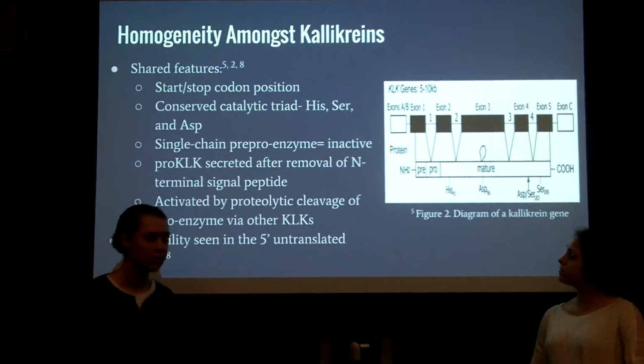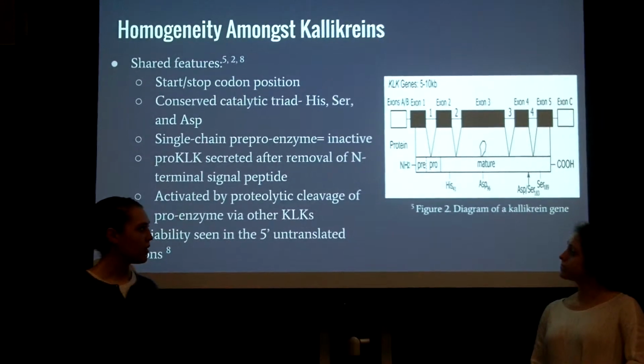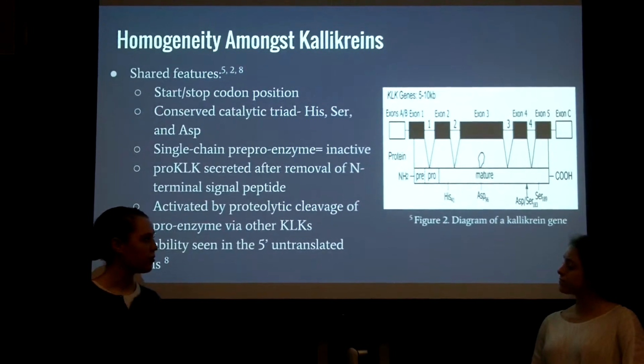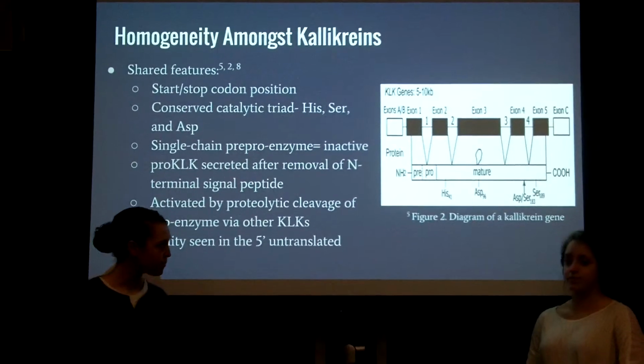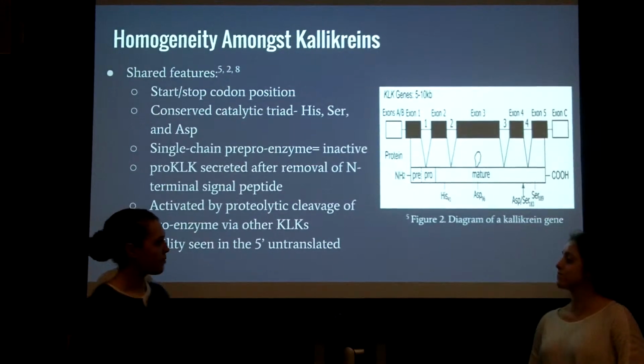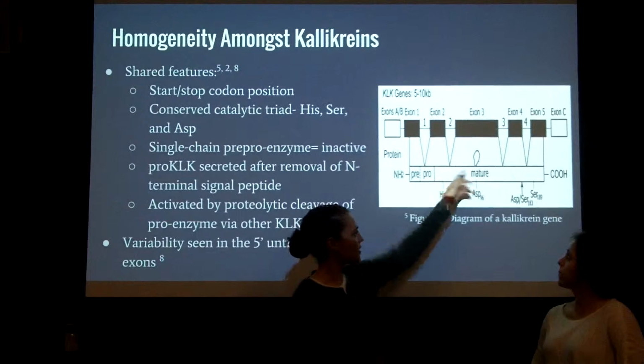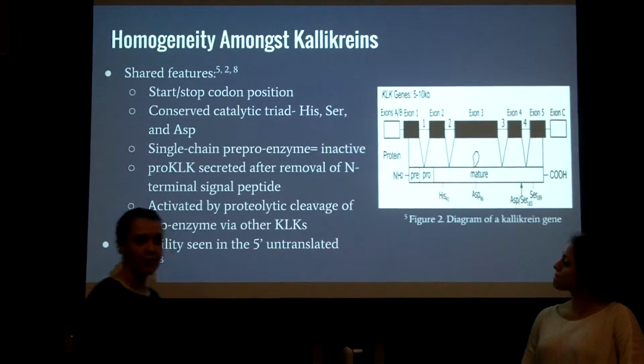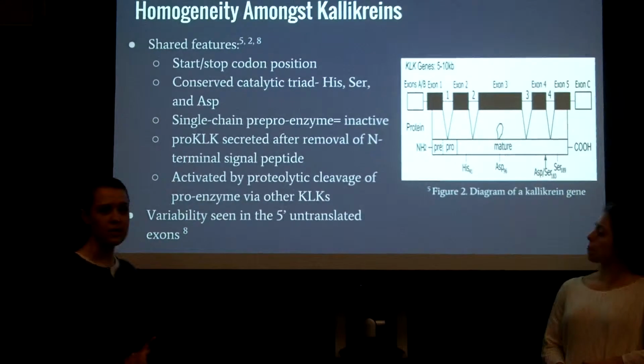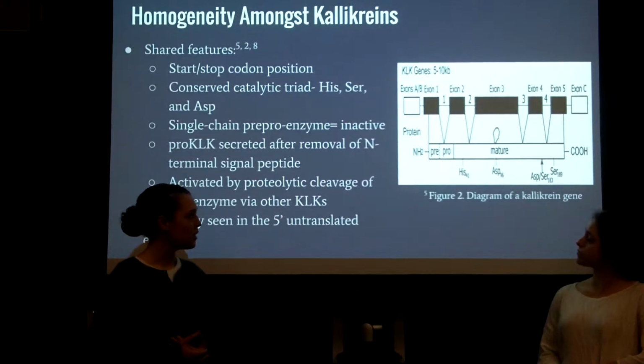acids, and that contributes to the functionality and the fact that they prefer hydrophobic and basic amino acids. They also have right here this 11 amino acid kallikrein loop. Kallikreins 1 through 3 have that, and that aids in specificity as well as glycosylation.